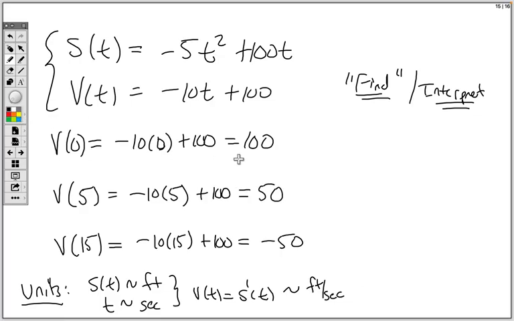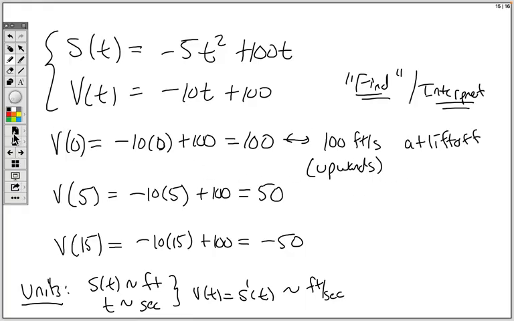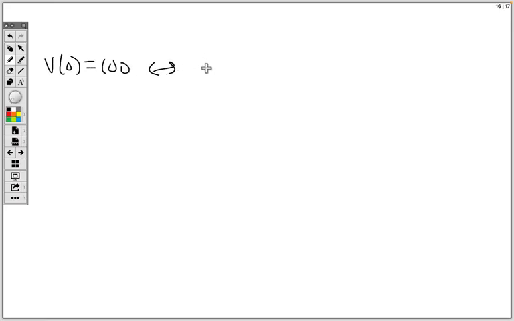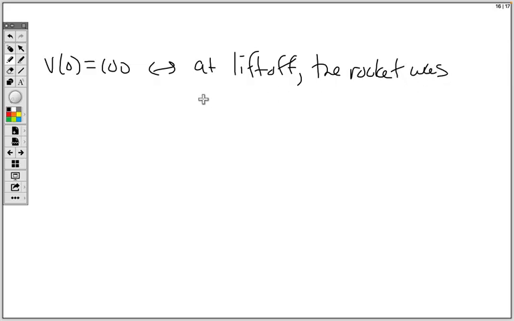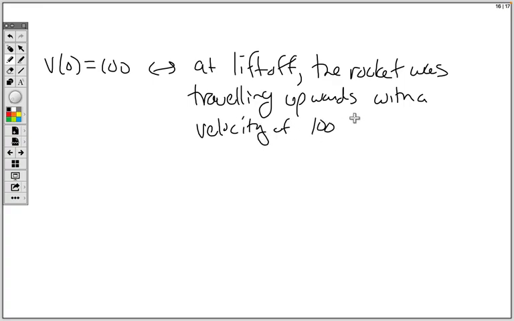So when we see v of 0 is 100, this corresponds to the rocket going 100 feet per second when t is 0, so at liftoff. And since this is a positive 100, this means the rocket's traveling upwards. So if we put all of this together, v of 0 equals 100 means at liftoff, the rocket was traveling upwards with a velocity of 100 feet per second. So that's the interpretation of that number.